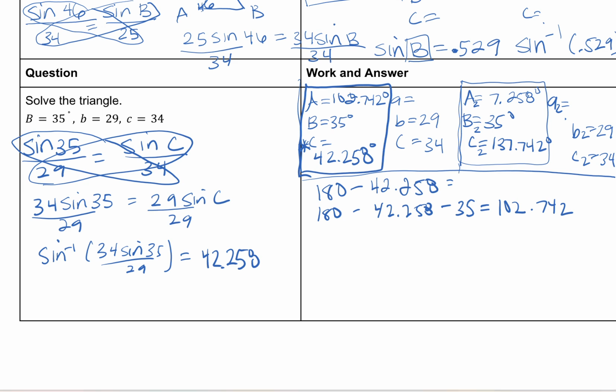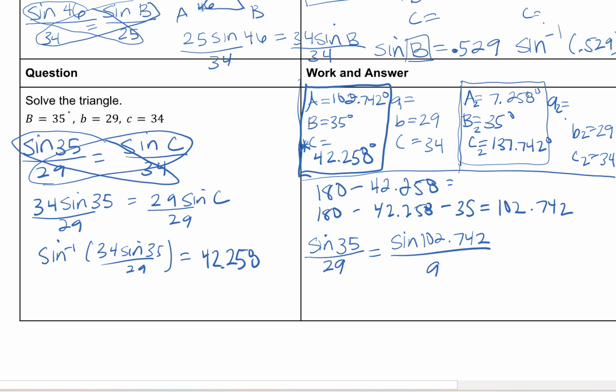All right, now my final thing I have to do is solve for this a1, and I have to solve for this a2. So I have two more problems to do. I was given the sine of 35, so I'm going to keep using that, okay? And then my other problem is going to be the sine of 35 over 29 is going to equal the sine of 7.258 divided by a2. Okay, so we've got two problems to solve here.